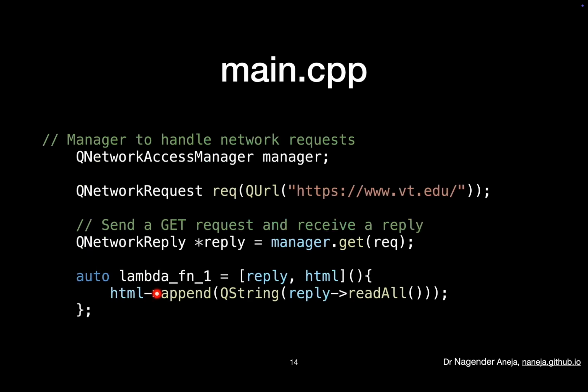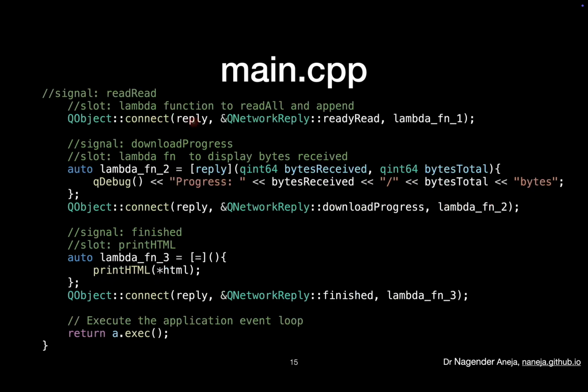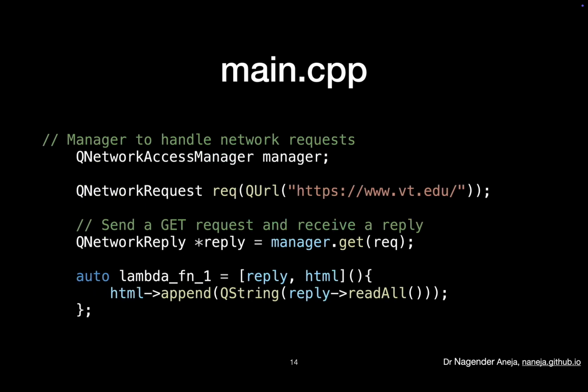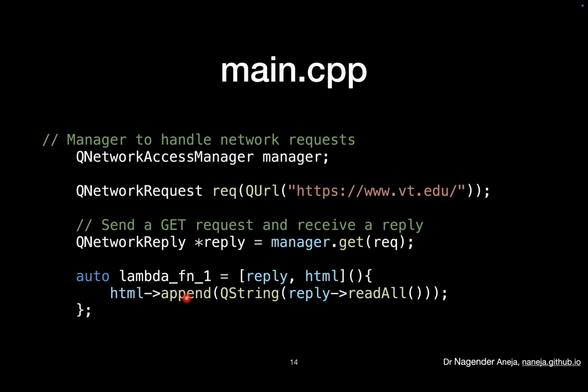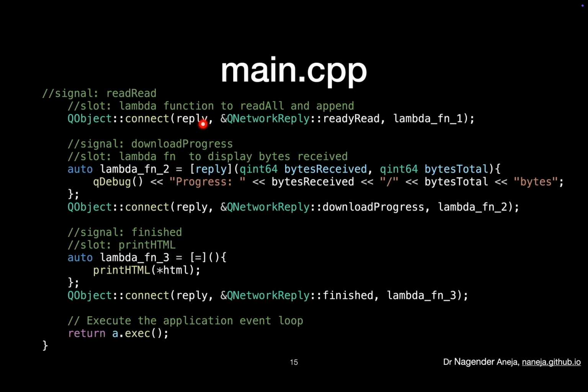So that's what we define here. So that's our slot function. This slot function is called and stores the data in the HTML on the same object. Okay, so this is our slot function, which is an independent function, and that's called. And this independent function will add everything to the HTML, right? And this is the slot, and the signal is emitted by the reply object.